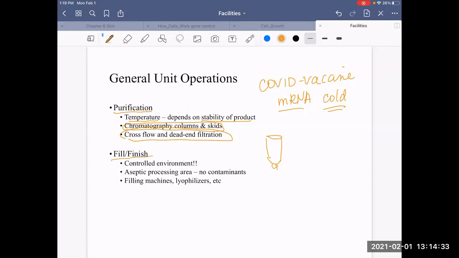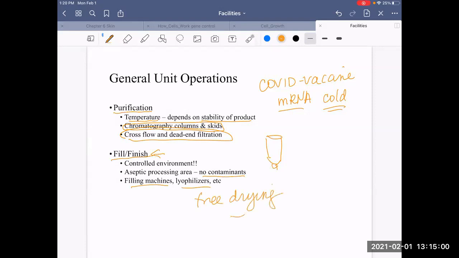Okay, so fill and finish is going to be done in a very, very controlled environment. We don't want to get to the very end and start filling the bottles and have it get messed up. It happens a lot. It's all going to be sterile. We don't want any contaminants. There's going to be filling machines and then lyophilizers. This is freeze drying.